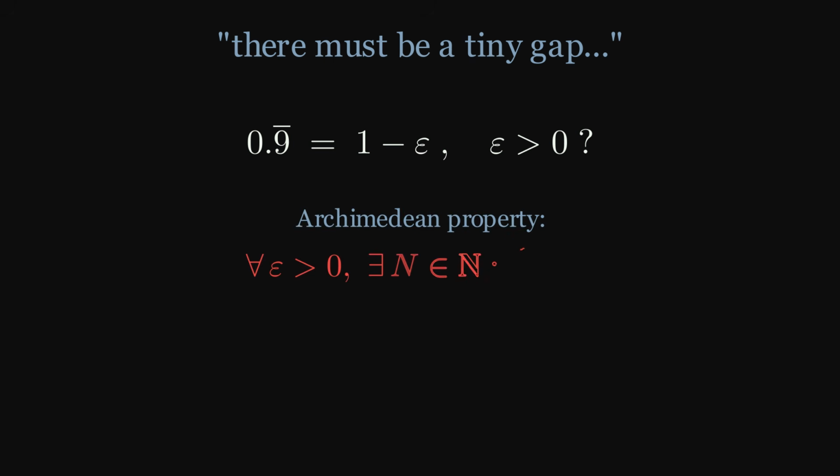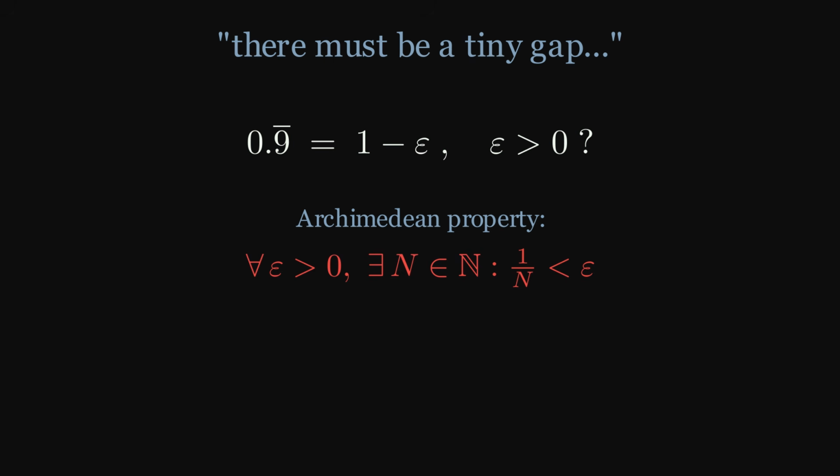It says in essence that there is no positive real number smaller than every other positive real number. For any positive real number epsilon, no matter how small, you can find a fraction 1 over n that is even smaller by choosing n large enough.